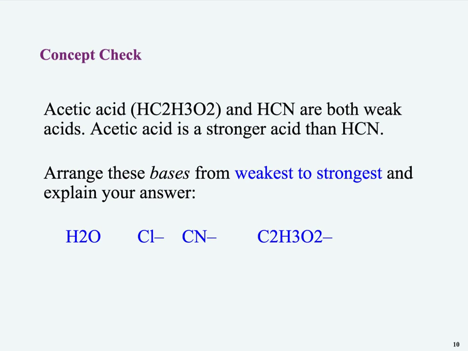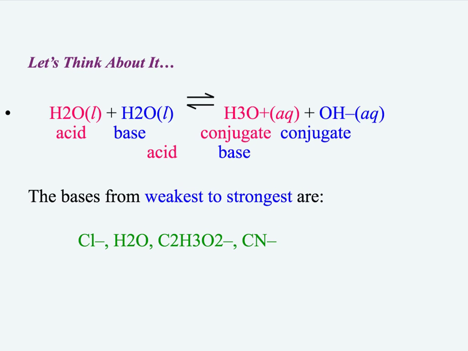Acetic acid and HCN are both weak acids. Acetic acid is stronger than HCN. Let's arrange these bases from weak to strong. Okay, after thinking about it, the answer is, ta-da! Sorry, in this particular program, these subscripts are coming out weird. You can always look at the regular PowerPoint online if that's confusing you. But all you have to do is think about the opposite.